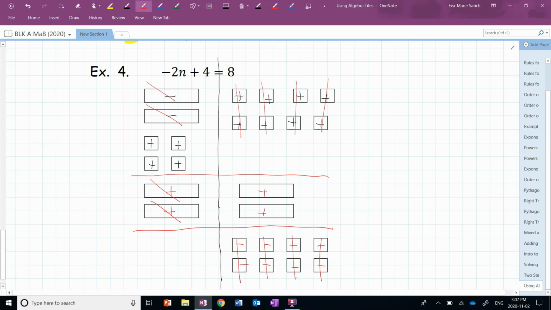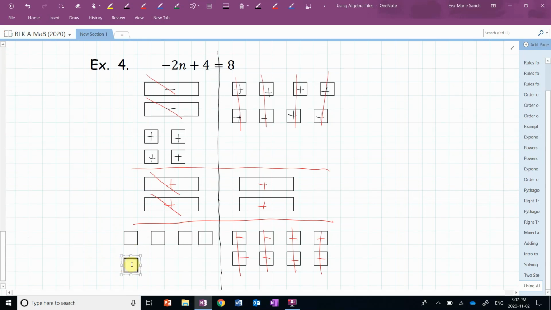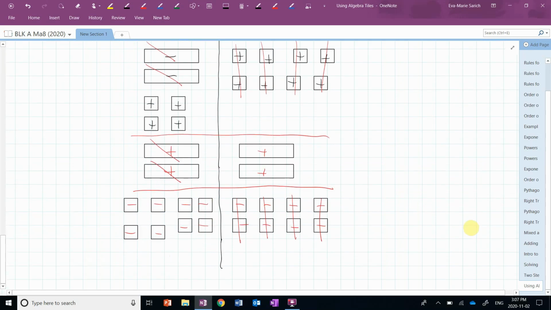Now, if we add integers to the right-hand side, we have to add the same integers to the left-hand side. So we're going to go and add 8 negatives onto this side. Okay. Now, remember, these are negatives, so let's put our negative sign in there. 1, 2, 3, 4, 5, 6, 7, 8 negatives.